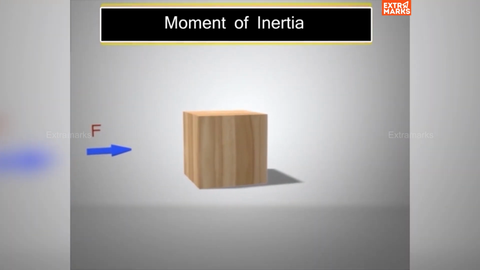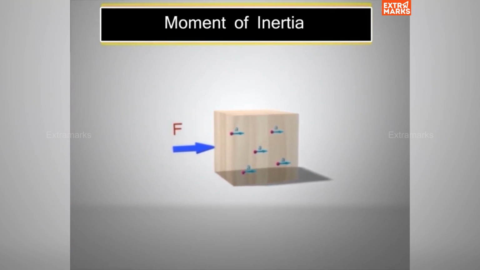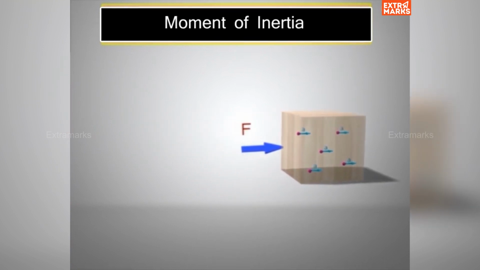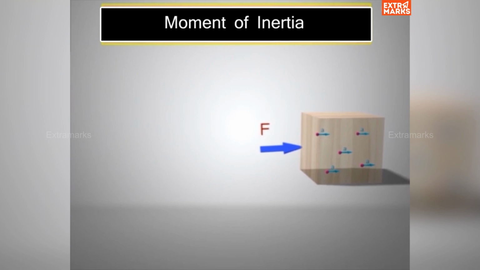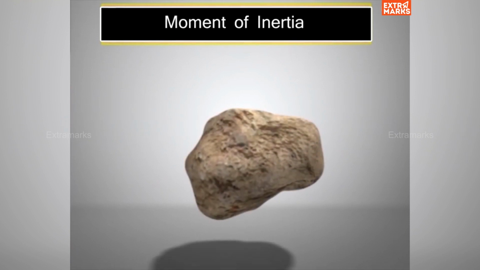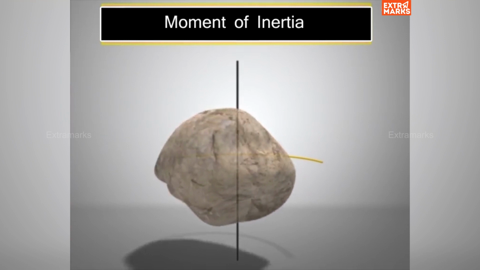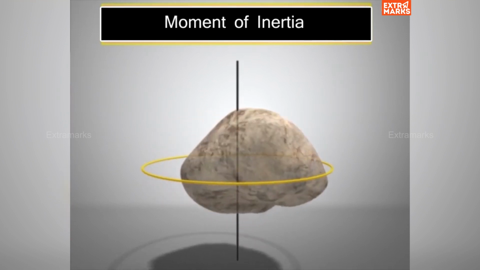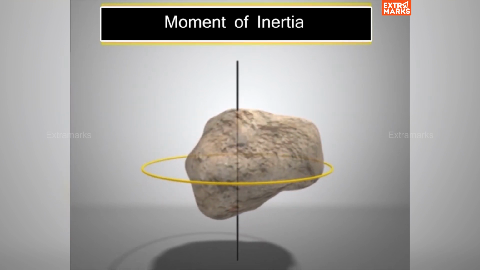In linear motion, when a force F is applied on a body of mass m, the body acquires an acceleration a equal to F by m. For a given force, the acceleration only depends on the mass of the body. In rotational motion, however, the effect of the force not only depends on the mass of the body, but also on the distribution of mass about the axis of rotation.